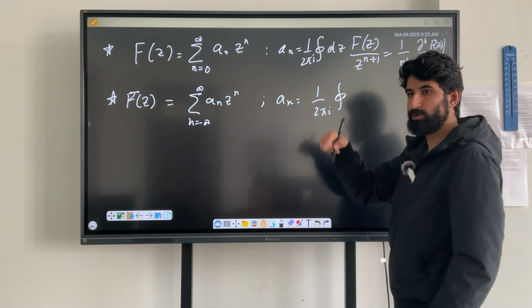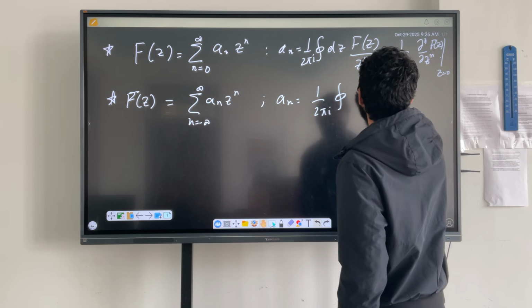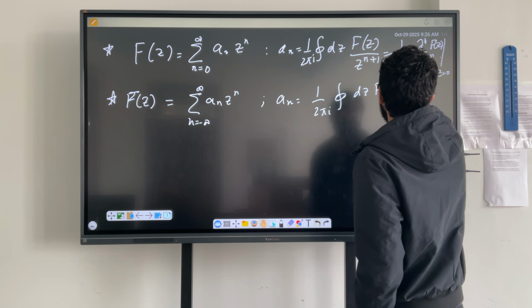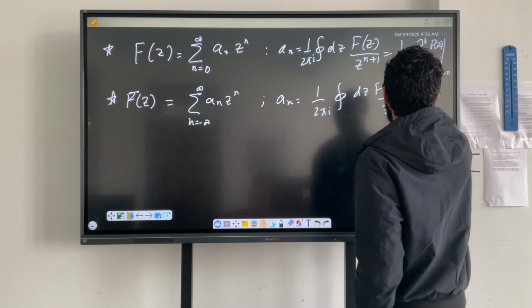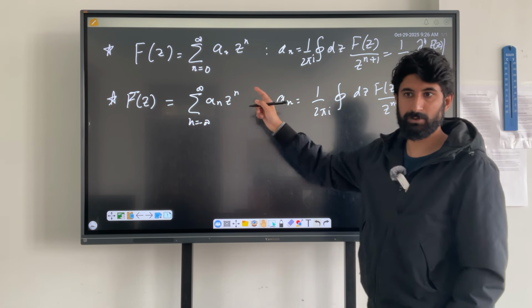Here you have to consider a loop around z equal to 0, because z equal to 0 is the point you are expanding around. Okay, dz f of z. This derivative trick won't work anymore, because negative powers will cause problems.